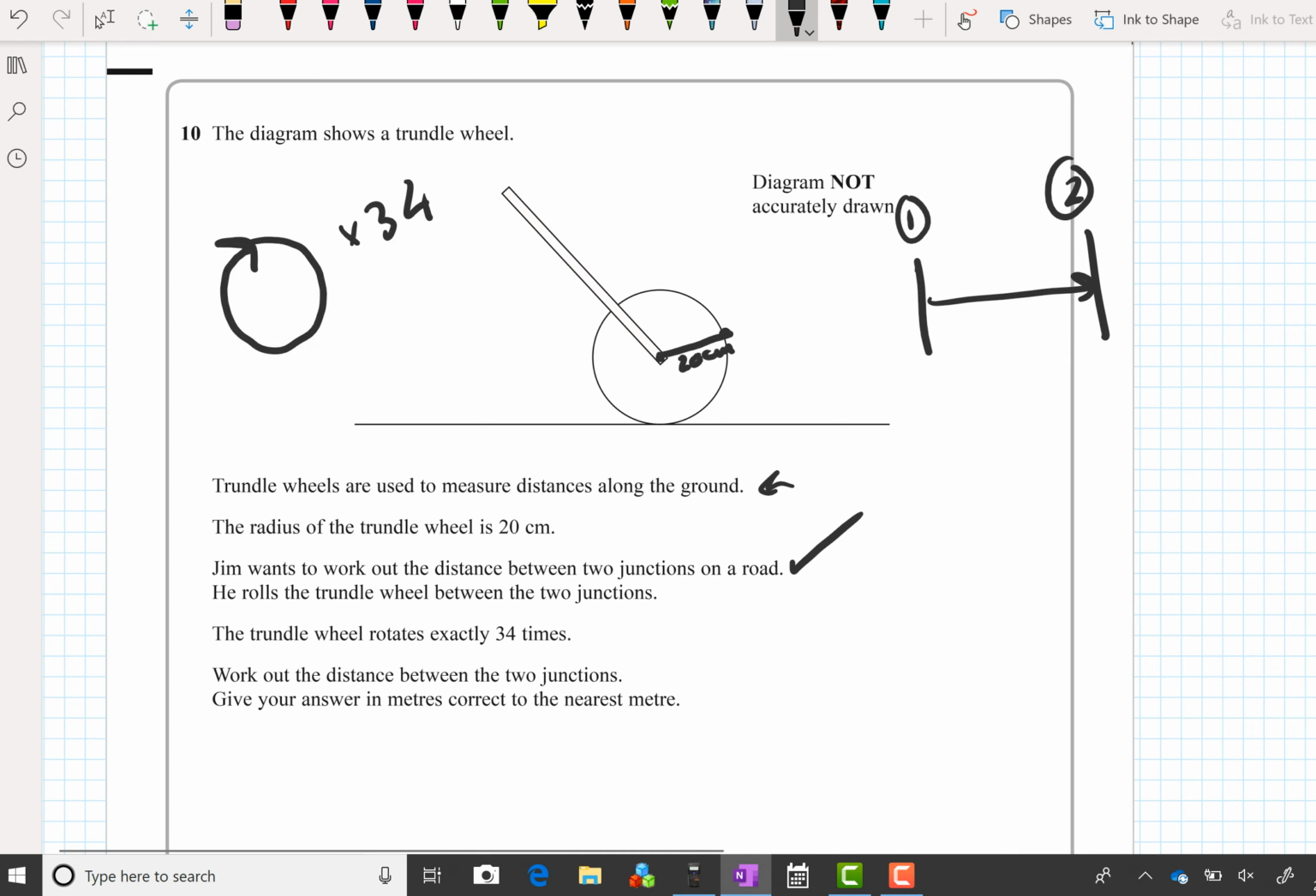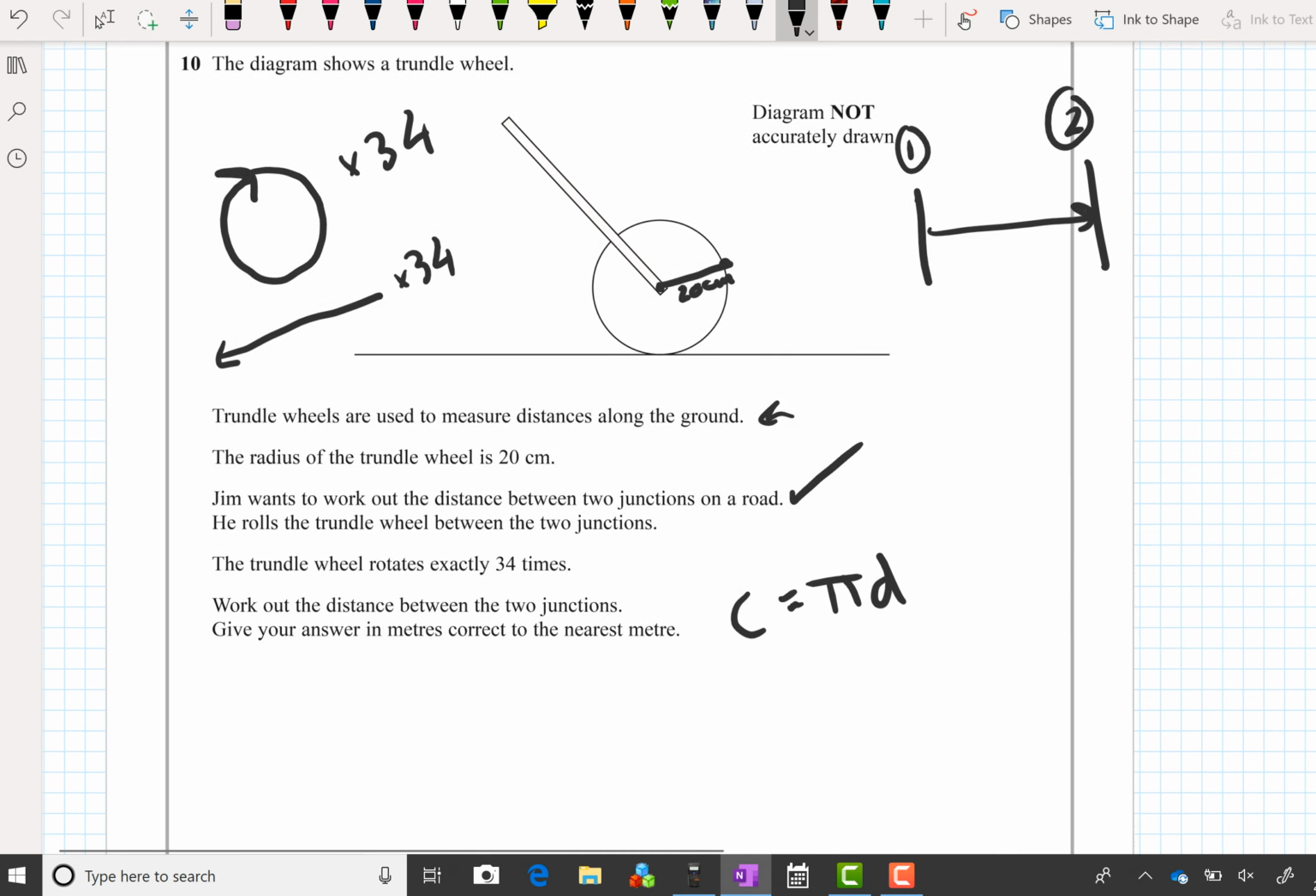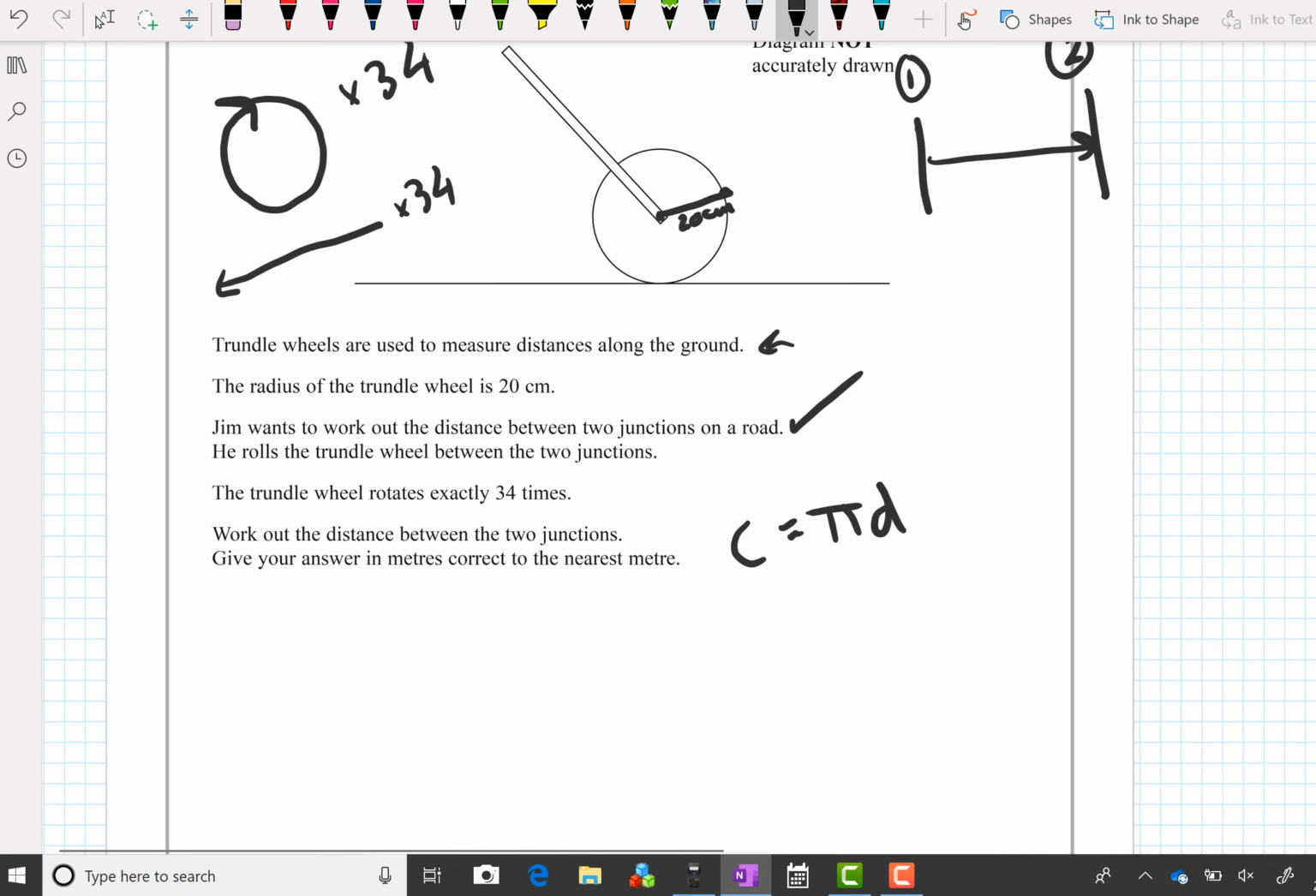So if you were to unravel it, it would look like a straight line, wouldn't it? If you cut the top of the circle and it fell down. That times 34. What's that distance though? The distance around the edge of a circle is what we call the circumference, which is pi times the diameter. It needs a diameter. We've got the radius. The radius is 20 centimetres. The diameter therefore is double the radius, which is 40. We need to do C is equal to pi times 40.